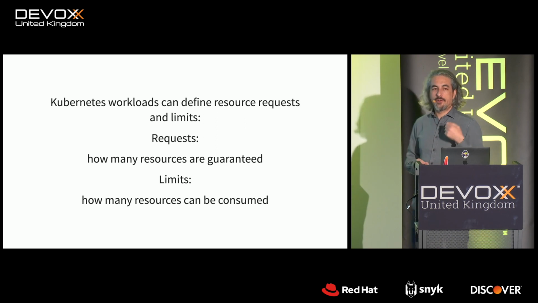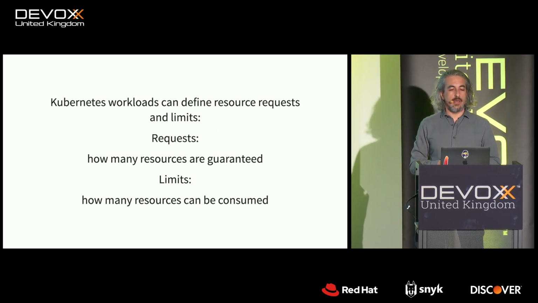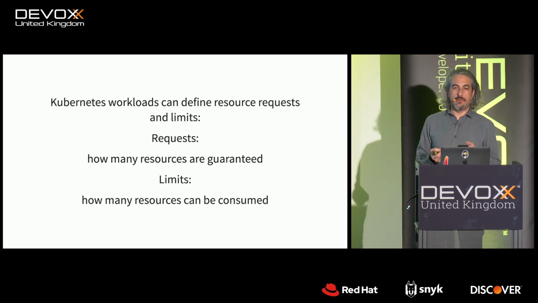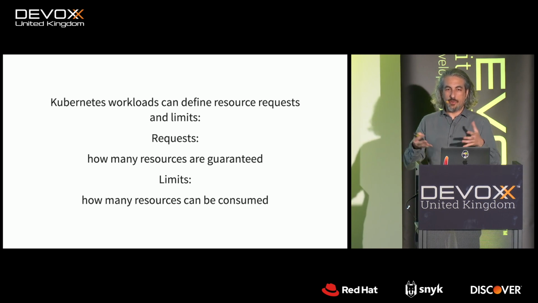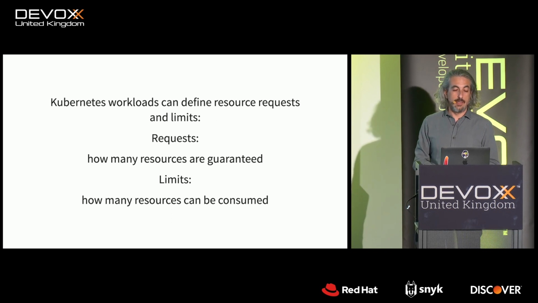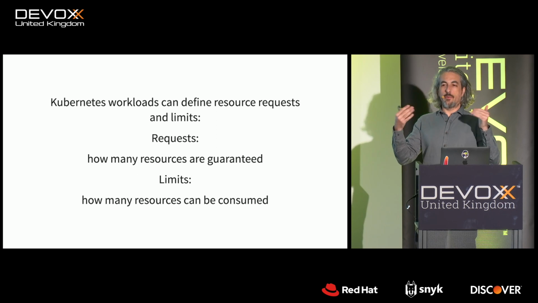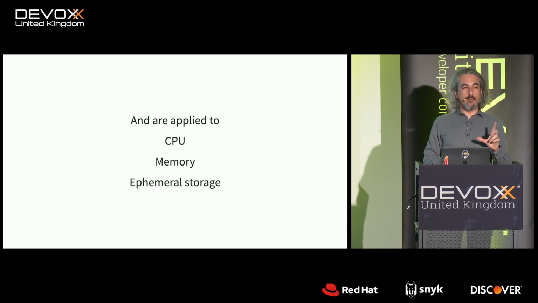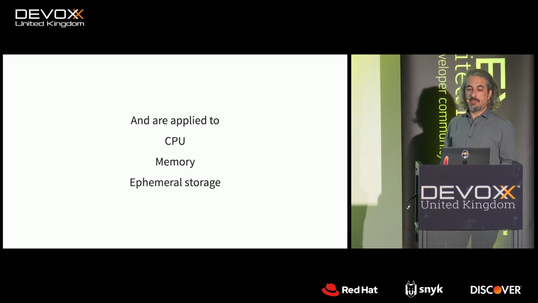On Kubernetes, for those of you that are not familiar with it, you have resource requests and limits. From a high-level point of view, a request is how many resources you have guaranteed. You are guaranteed that on that node you're going to get those resources. And limits is how many resources you can consume, and you can consume more resources than the ones you request. This applies to CPU, memory, and ephemeral storage.